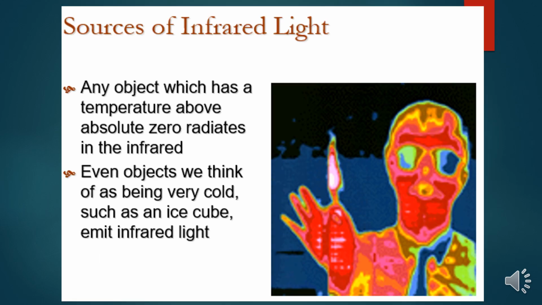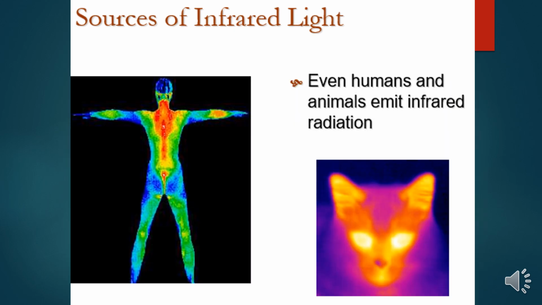Then it is about sources of infrared light. So it is also a radiation. Any object which has a temperature above absolute zero radiates in the infrared region. So even an object we think of as very cold, such as an ice cube, also emits infrared light. Then what are the sources of infrared light? As we can see in this image, even humans and animals emit infrared radiation.